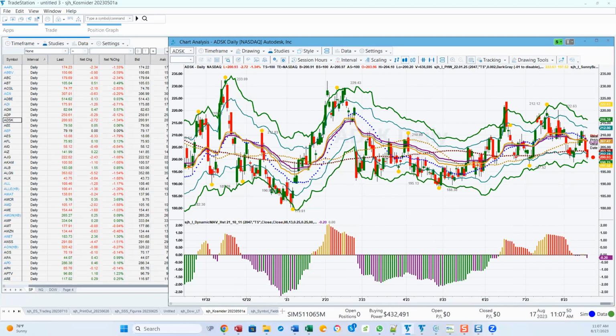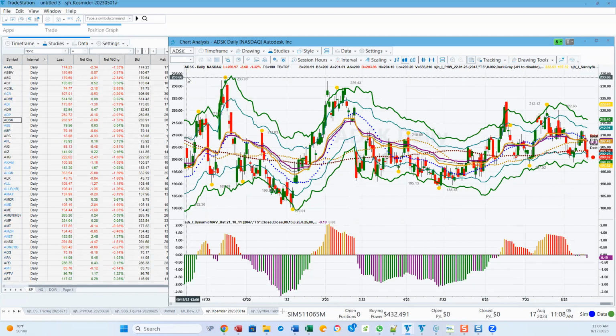Do I have nobody interested in any symbols? I don't see any more symbols. BTC, that's a good one. Let's do BTC.